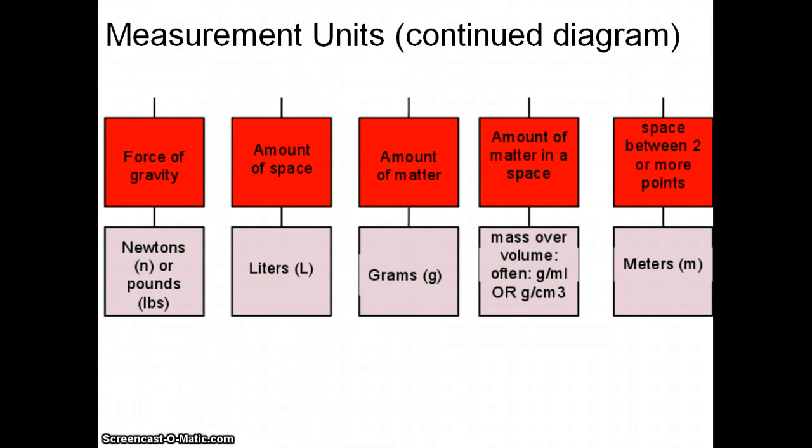The unit for length that we will use is predominantly meters, or sometimes centimeters, and even sometimes millimeters. Okay, but meters is kind of the base unit.